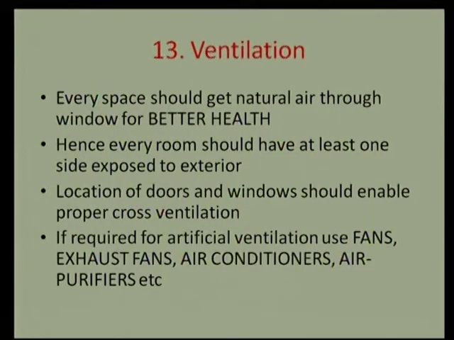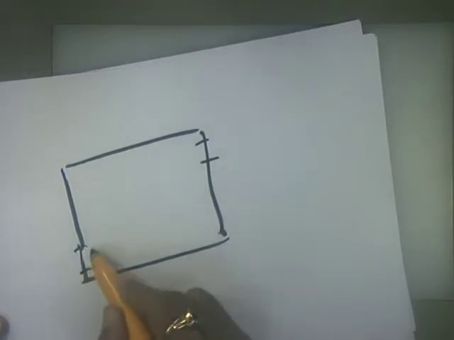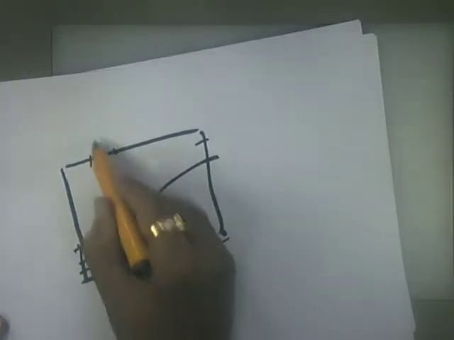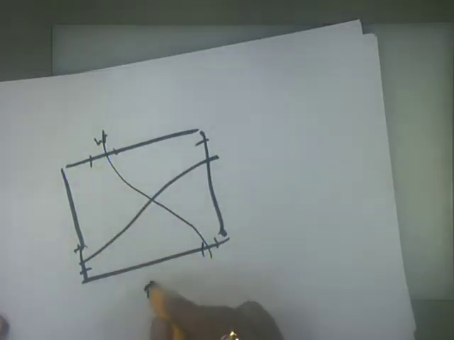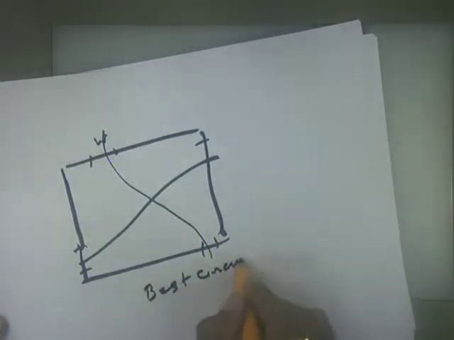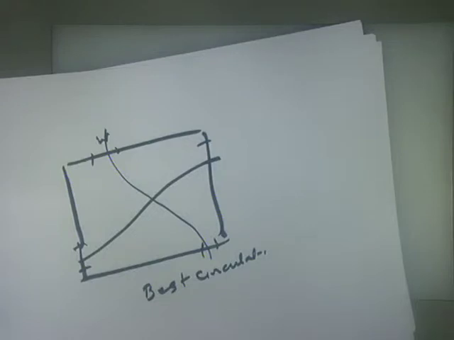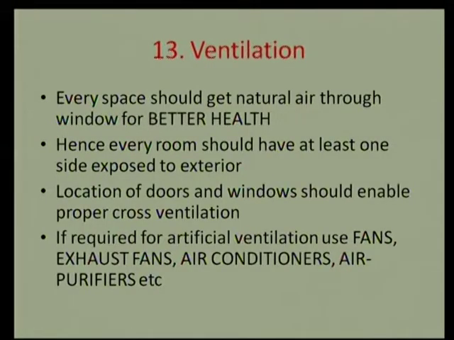If the openings are in all four directions, and the window is provided here, the air will take this direction. If you provide a window here and in the opposite direction, you can provide a window here. So this is the best circulation. It is desirable to have openings on more sides of the room, so that there is proper cross ventilation. The location of doors and windows should enable proper cross ventilation. We saw in this figure how it can be achieved.